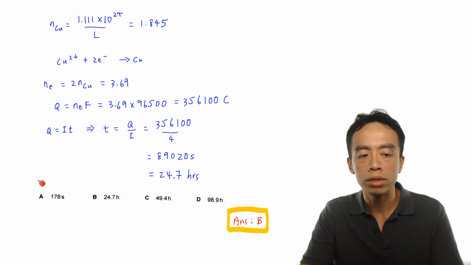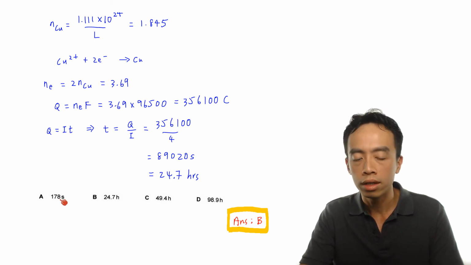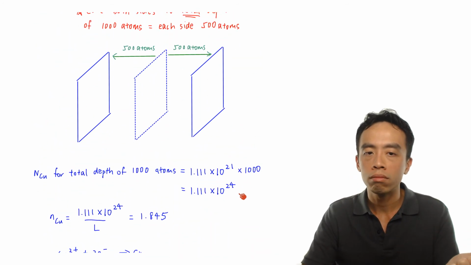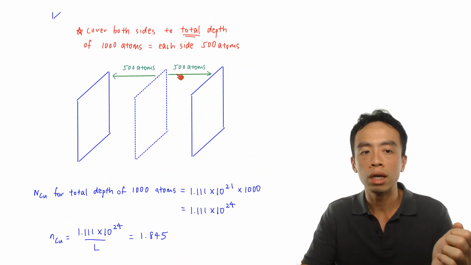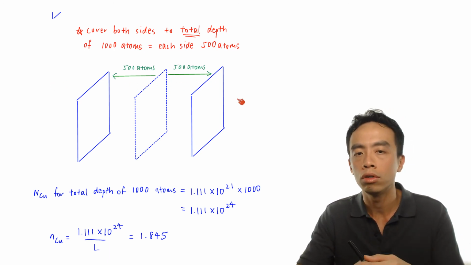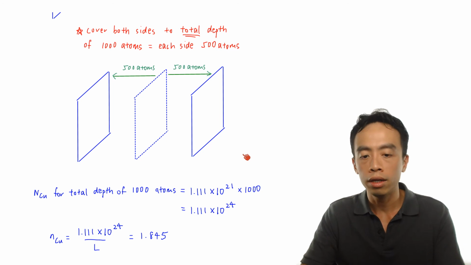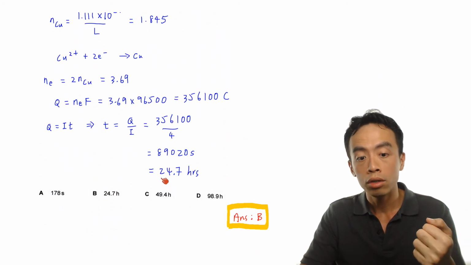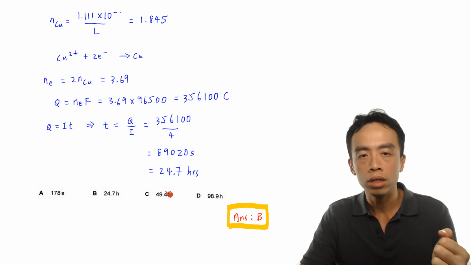So if I run through the options, A is 178 seconds, B 24.7 hours, C is 49.4 hours, then D is 98.9 hours. So the answer to this question should be option B. Again, back to this portion which is a bit confusing. If you assume that the total depth of 1000 atoms is interpreted as each side is 1000, so therefore it will be a total of 2000 atoms, then in terms of calculation, everything that we have will be double. Then towards the end, your answer will be option C.